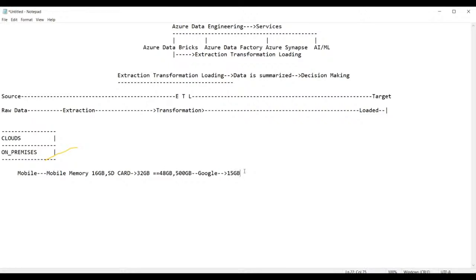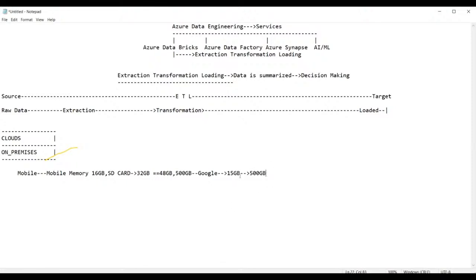External hard disk, that is fine. Okay, but I want the data. One more way is that you can ask Google to increase the size. That means from 15 GB I want 500 GB. Will Google provide you 500 GB of memory free of cost, or will they charge something for it? They will charge.